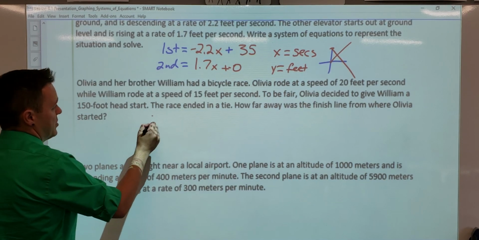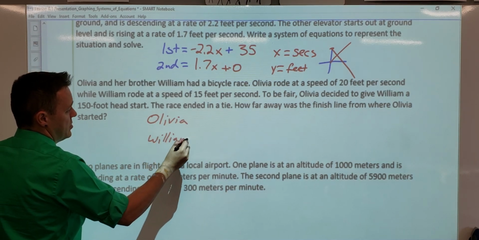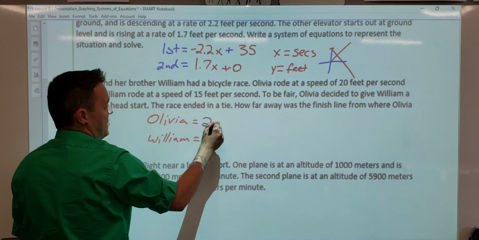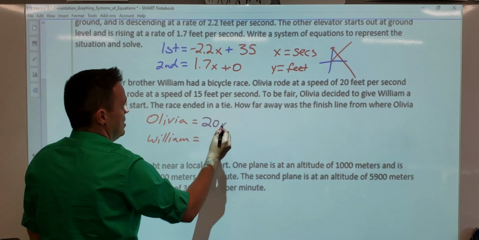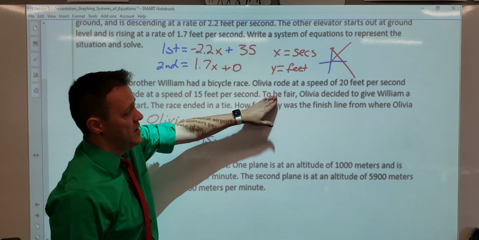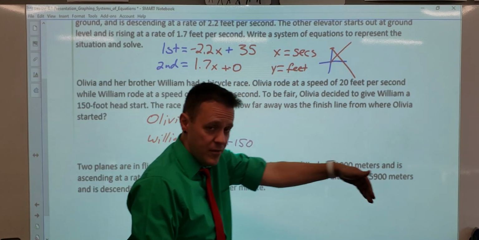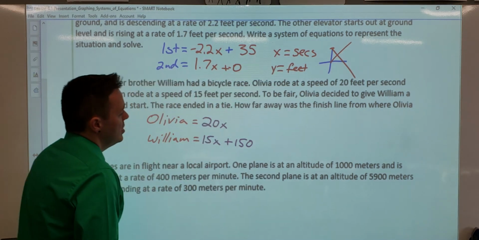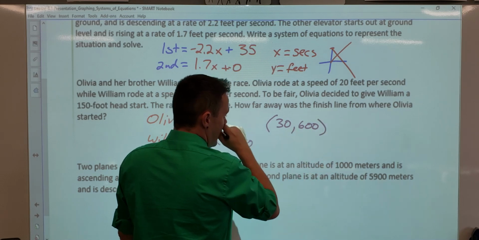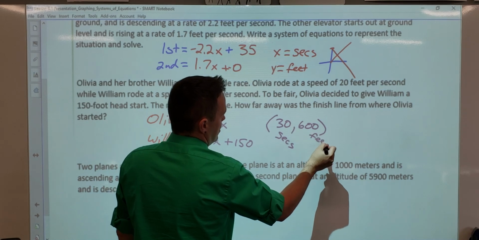All right, Olivia and her brother William, make sure you guys can write these equations. Olivia and William, when you start them out, okay, they start out together. It says Olivia rode at a speed of 20 feet per second. William is at 15 per second. To be fair, Olivia decided to give William a 150-foot head start. So he's starting 150 feet in front of Olivia, and then they go. When you figure this out, I believe the answer to this one is 30 and 600. So after 30 seconds, they hit and tie at 600 feet.